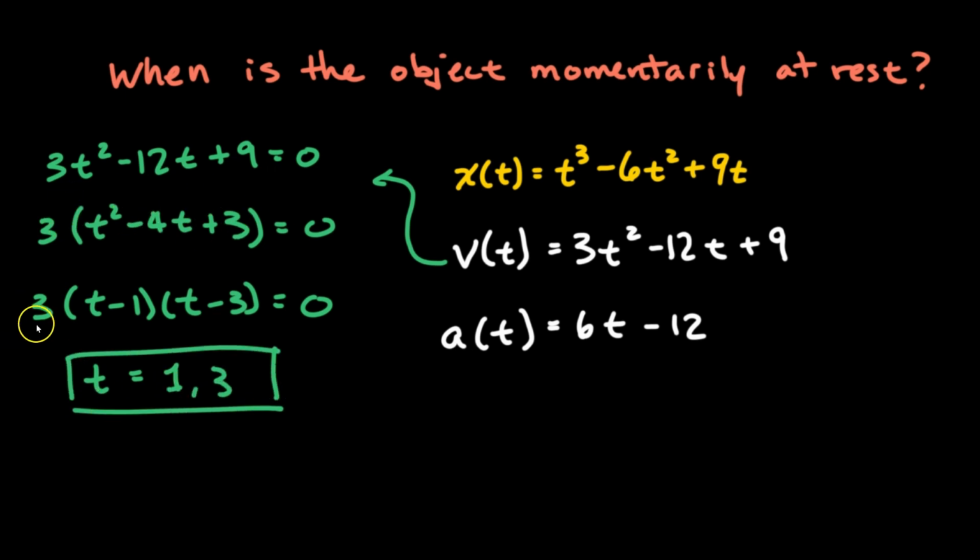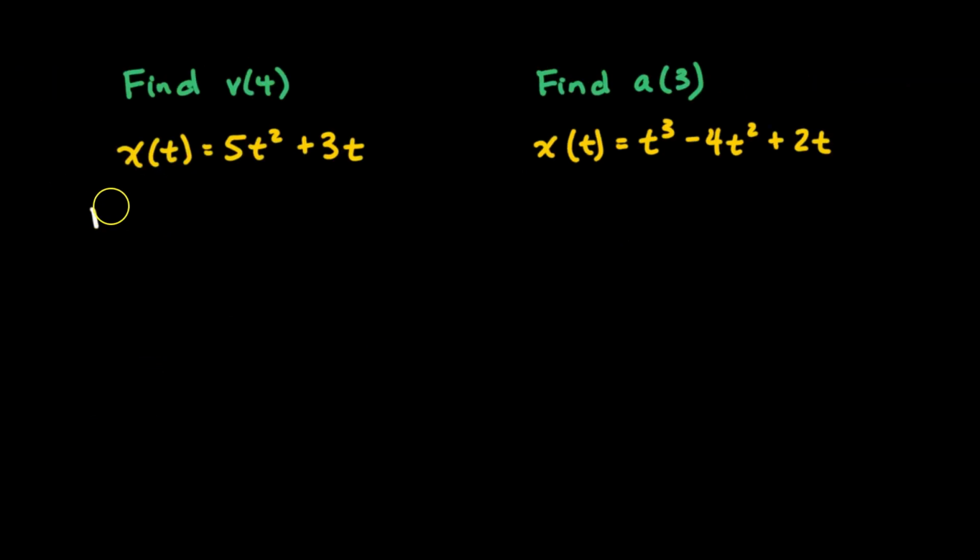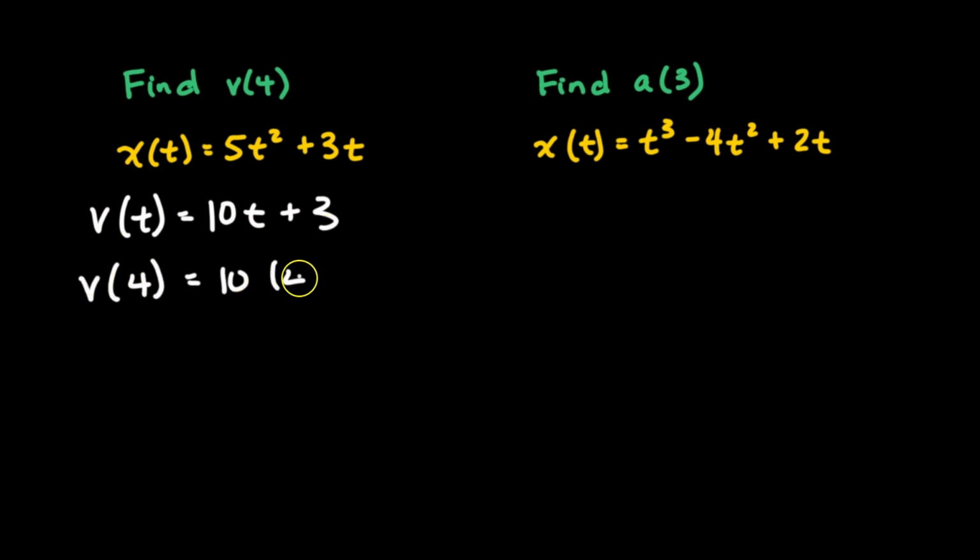get 3 times t minus 1 times t minus 3. And our solution is going to be t is equal to 1 or 3. So at 1 and 3 seconds, this object will be at rest. Now we're going to look at the velocity and acceleration at a specific time. We're going to start with our position function, find the derivative of our position function to get the velocity function.